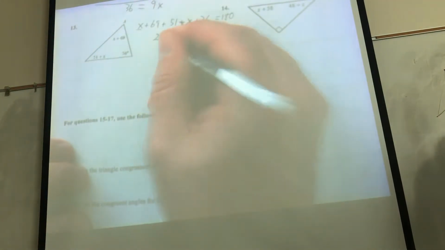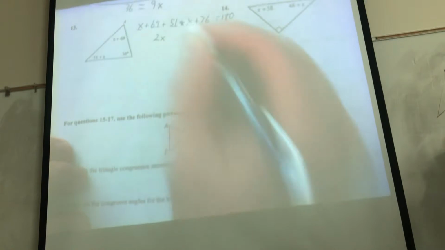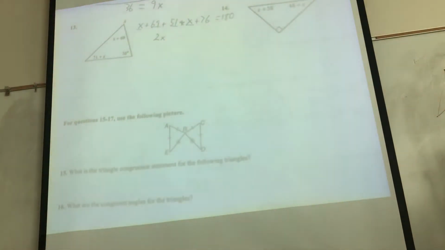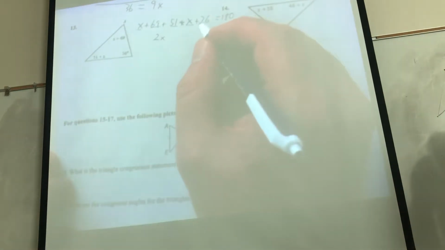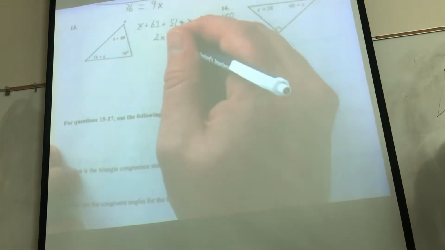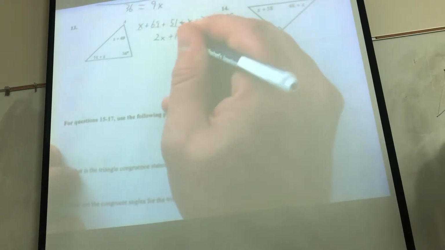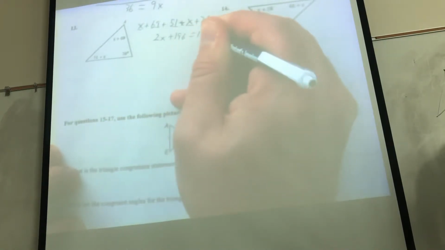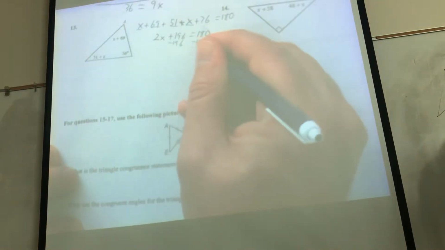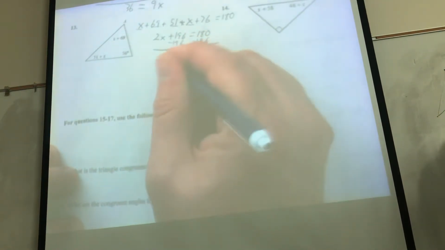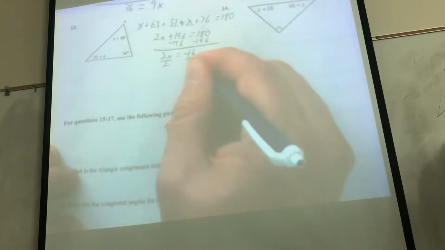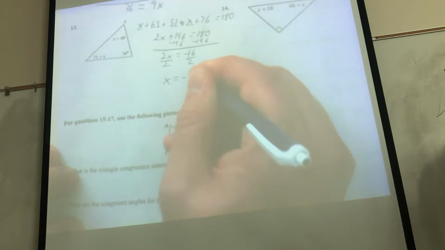That's 2x. 69 and 51 are going to add together to make 120. And then 120 plus 76 is going to be 196. So 2x plus 196 is equal to 180. I subtract 196, subtract 196. That's 2x is equal to a negative 16. Divide by 2, and I get x equals a negative 8.